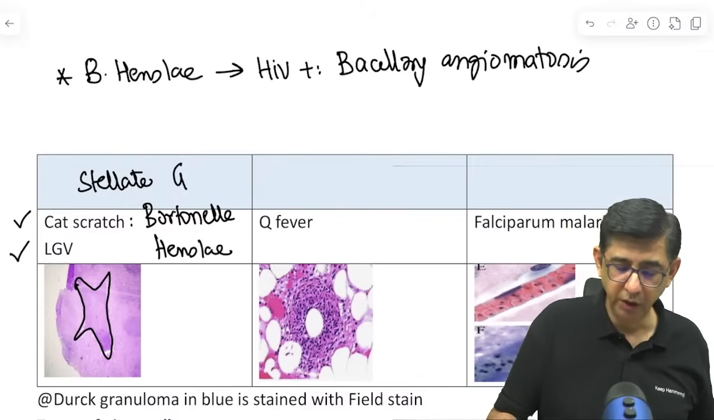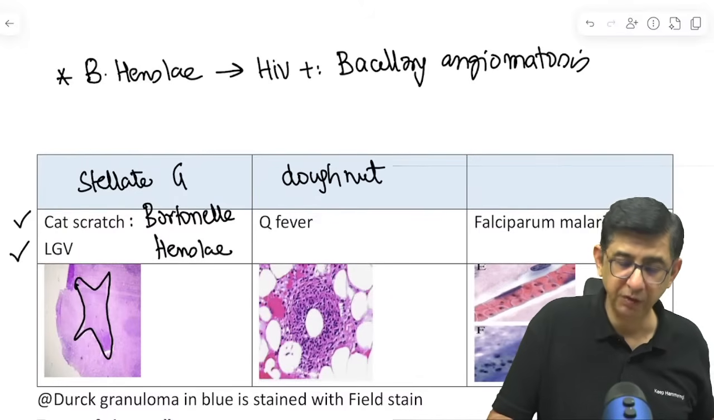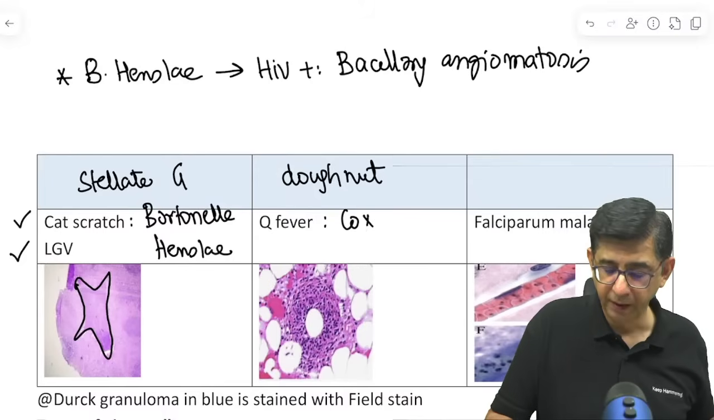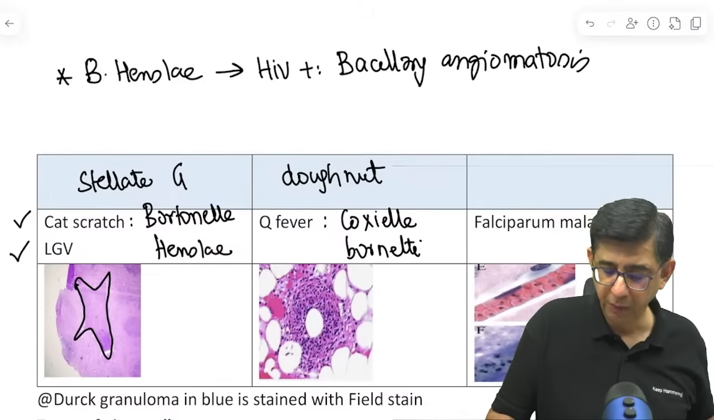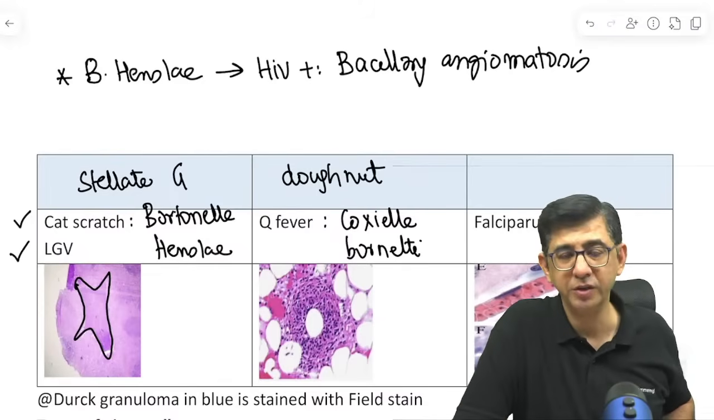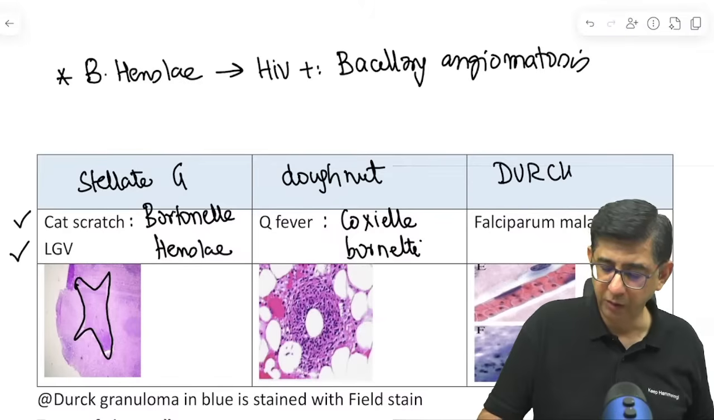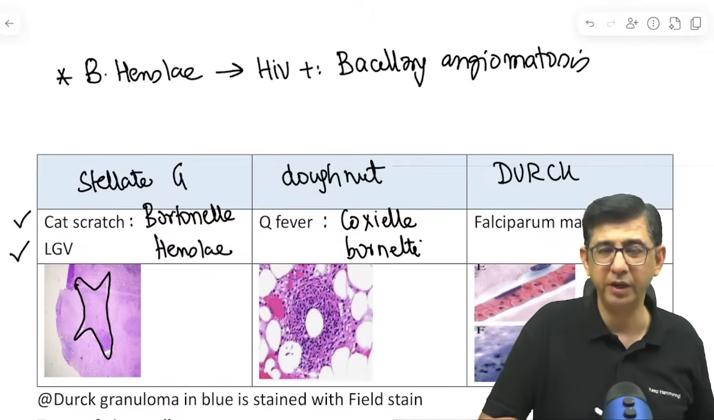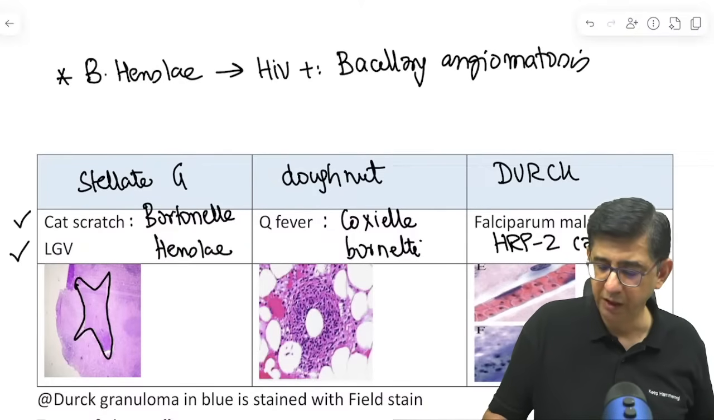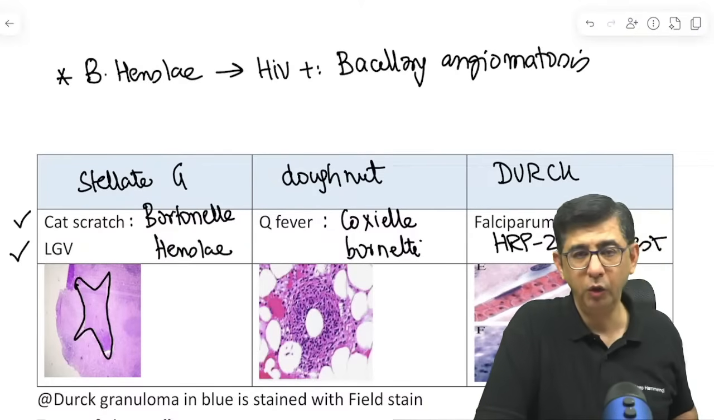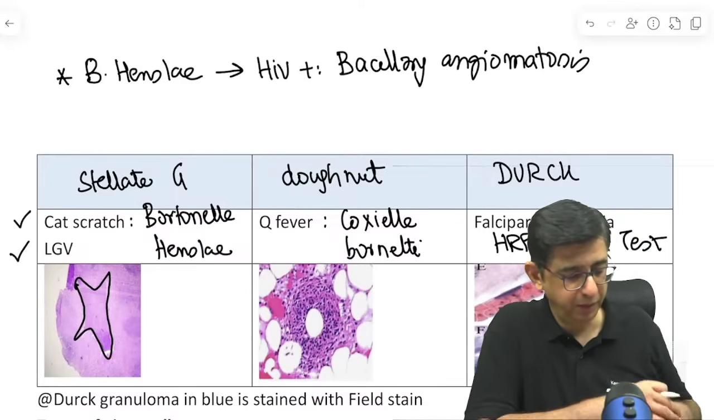Then is the donut granuloma. That donut granuloma is a feature that you get with Q fever, which is Coxiella burnetii. This is a zoonotic infection, so most of the time it contributes to fever of unknown origin. And the last one is obviously the Durg granuloma, seen in falciparum malaria, for which the HRP2 card test is done, which helps in easy identification. Durg, donut and stellate granuloma are standard easy questions which can be picked up.